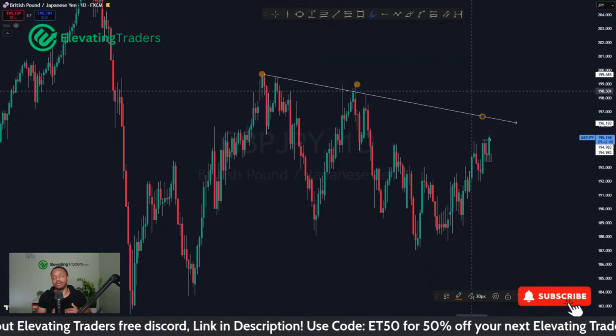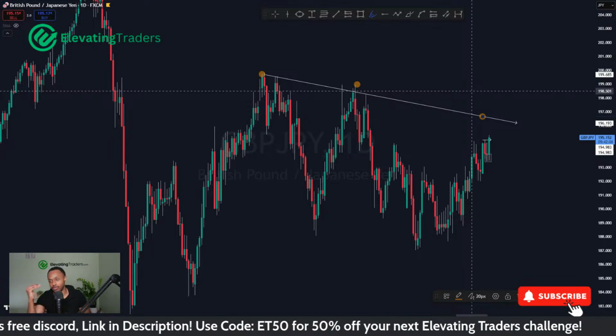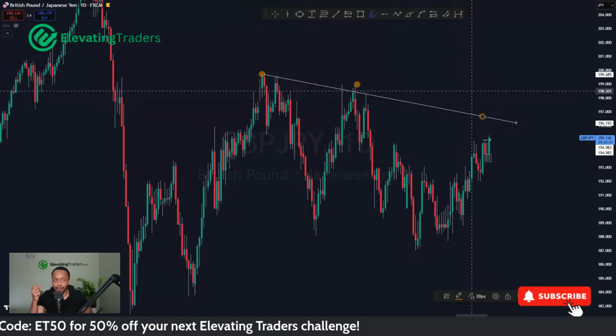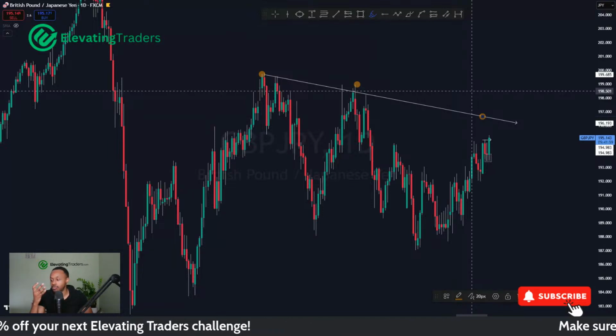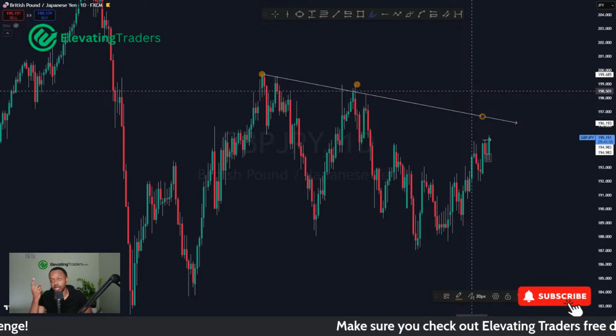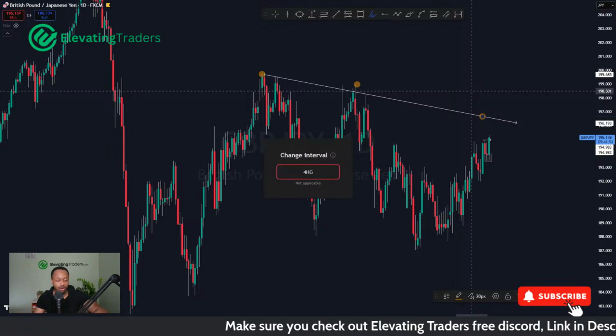But I do think we'll probably see a bit more upside first as we push into 186, maybe 187, before potentially we do see price come back down again. So I am pretty bearish long term, but pretty bullish short term. So it depends kind of what horizon you're looking at.